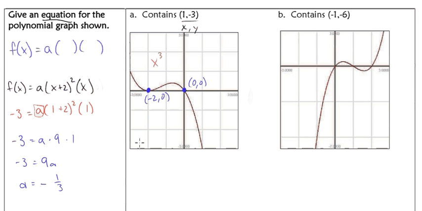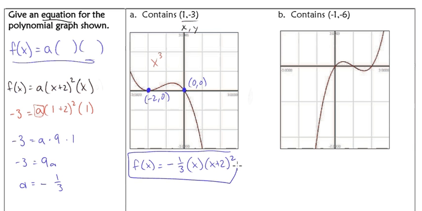Now our final answer needs to be back in this form right here. So we've got f of x equals our a value, -1/3, and then we can just leave the rest of it in its factored form. So -1/3 times x times (x plus 2) squared. Okay, hope that makes a little bit of sense. Let's try the next one as well.